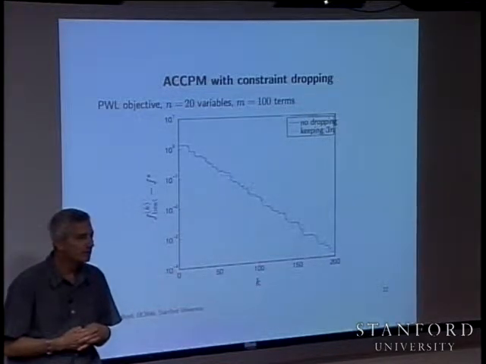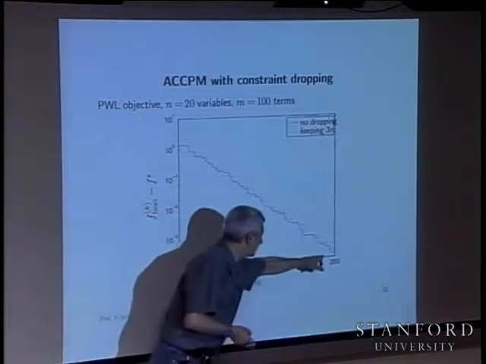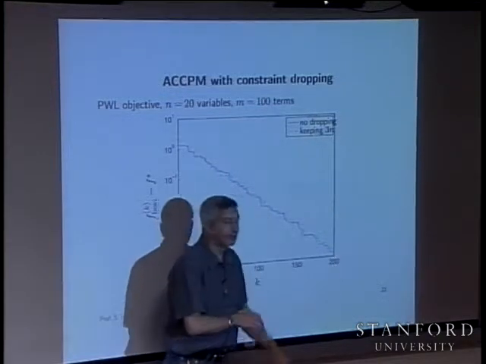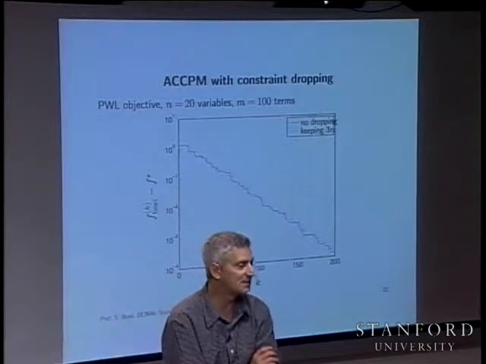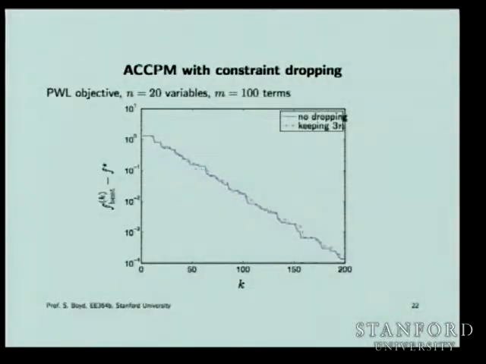When you drop or when you don't drop? Both. The blue is no drop. The red is keep 60. So you're dropping. What is it? 240 over 60. Yeah.